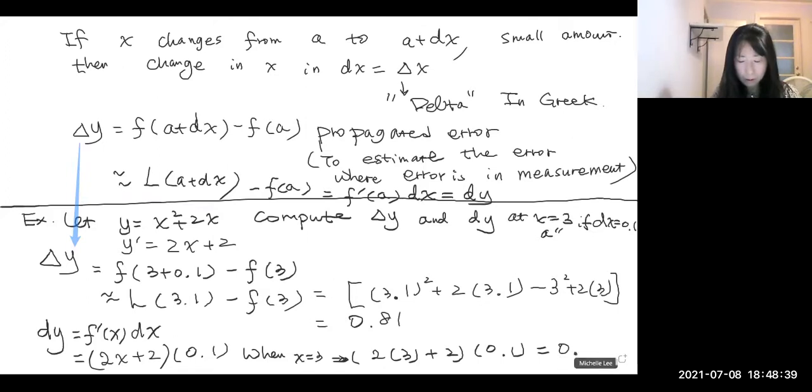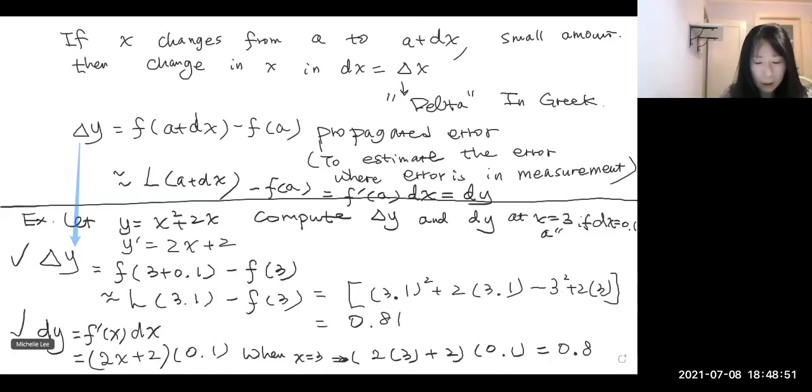Okay, thank you. Yeah. So I think in this case, they want to compare delta y with dy. They're not changing much, right? They don't have much difference. Okay. So today we did linear approximation, differentials, and also what is called propagated error, delta y. Okay.